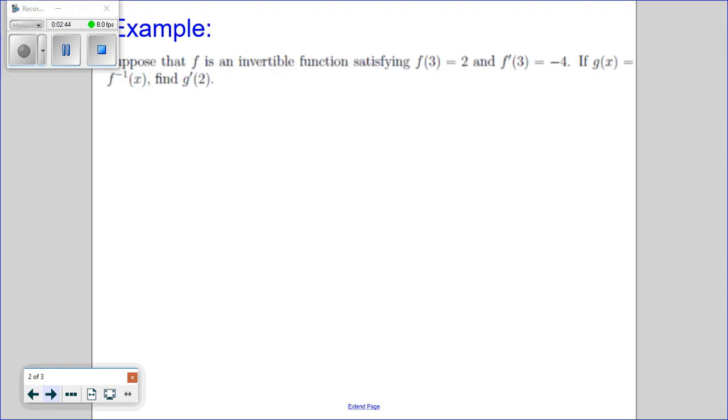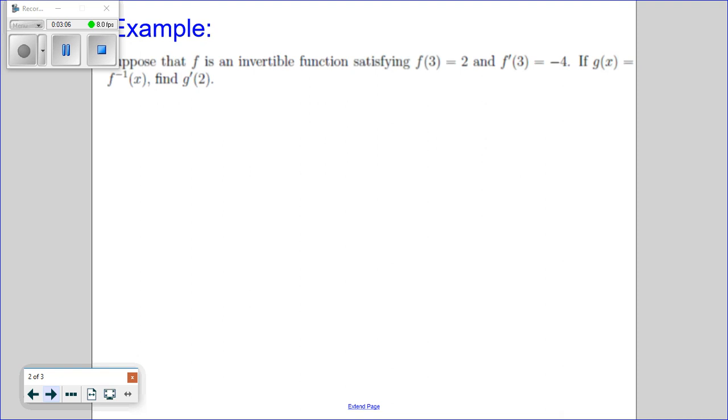Okay, so we're going to start with a fairly easy one. Suppose that f is an invertible function. All that means is that you can find the inverse, which would be g, satisfying f of 3 equals 2 and f prime of 3 equals negative 4. If g of x equals the inverse of f of x, find g prime of 2.